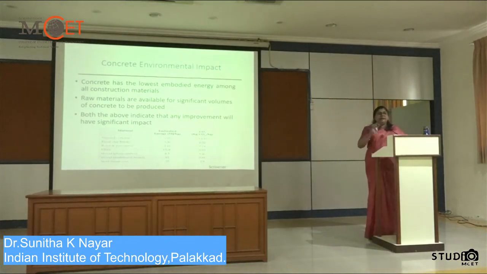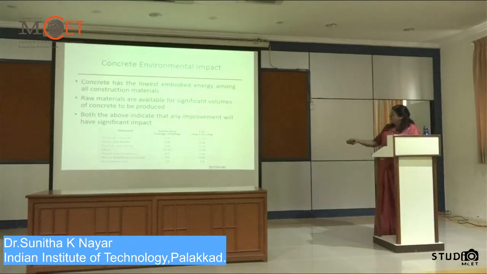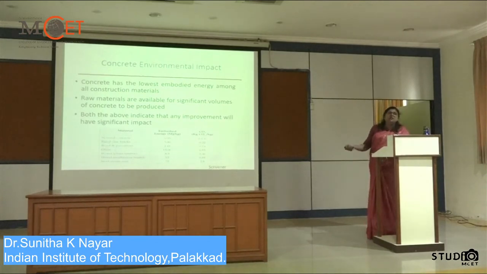Now let me show you the embodied energy. What is embodied energy? The sum of the cumulative energy, from raw material extraction to manufacturing, is what is called embodied energy. What is the embodied energy of different materials? See, normal concrete, the embodied energy is only 0.95 megajoule per kg. CO2 emission is 0.13 kg CO2 per kg. This is concrete. Look at other materials. Let's take, for example, fire clay bricks. Everybody says bricks are environmentally friendly. Look at the embodied energy: 3 megajoule per kg.